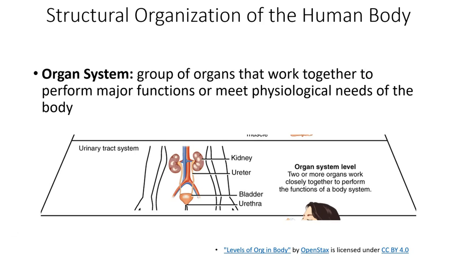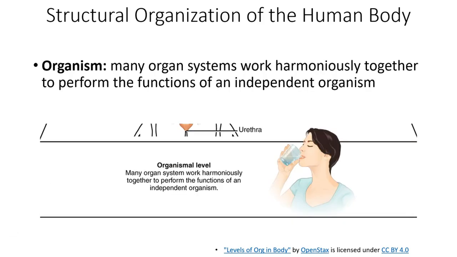We're going to go into a little bit more detail about different organ systems here in just a moment, but before we do that, our last level of organization is the organism itself. In our particular case, our organism is a human, and so this is where many different organ systems and different types of tissues work together to perform the functions of a single organism or an independent organism.